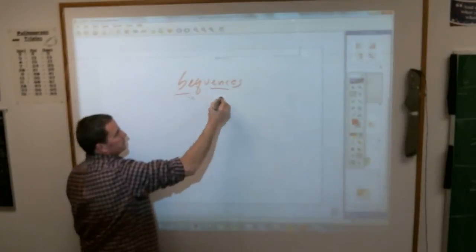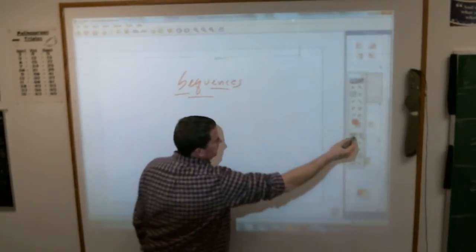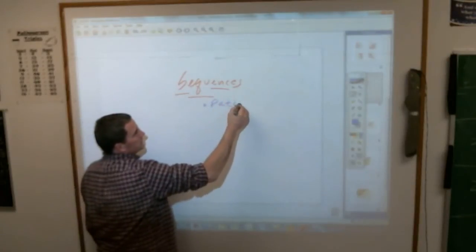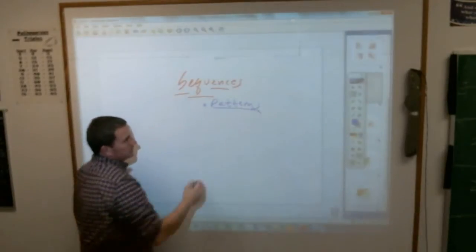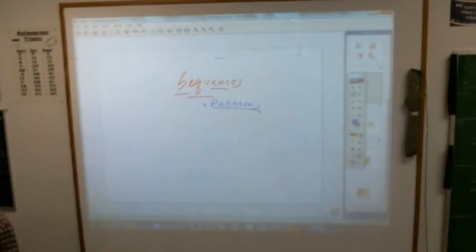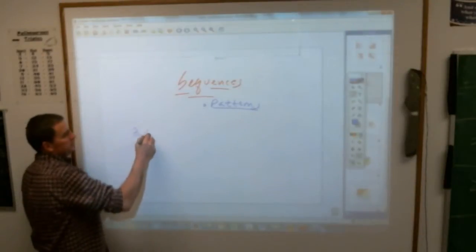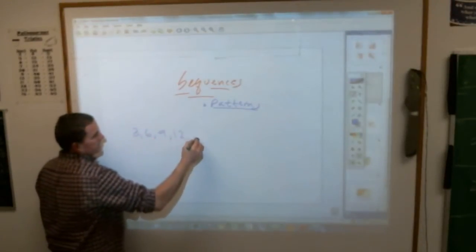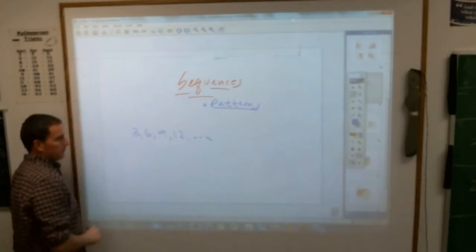A lot of times we probably go along the lines of calling these patterns. For example, if you have 3, 6, 9, 12, dot, dot, dot, this is what we call a sequence.